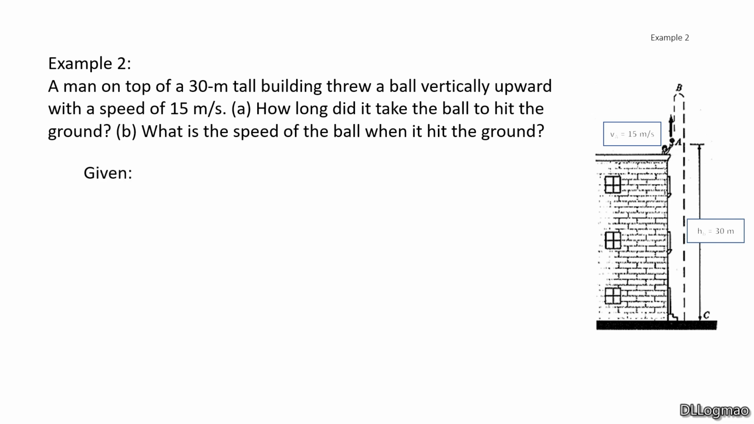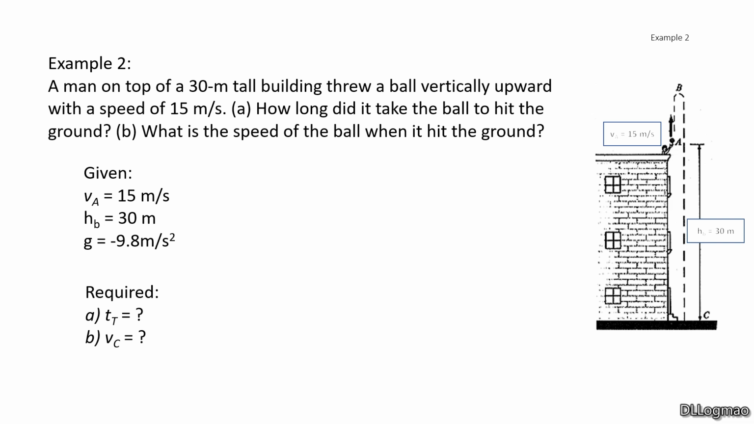The given information in this problem are velocity at point A, V sub A, which is the initial velocity of the ball, 15 meters per second. The height of the building, H sub B, 30 meters. And acceleration due to gravity, negative 9.8 meters per second square. The required in this problem are the total time of motion, T sub T, and the velocity of the ball when it hit the ground, V sub C.